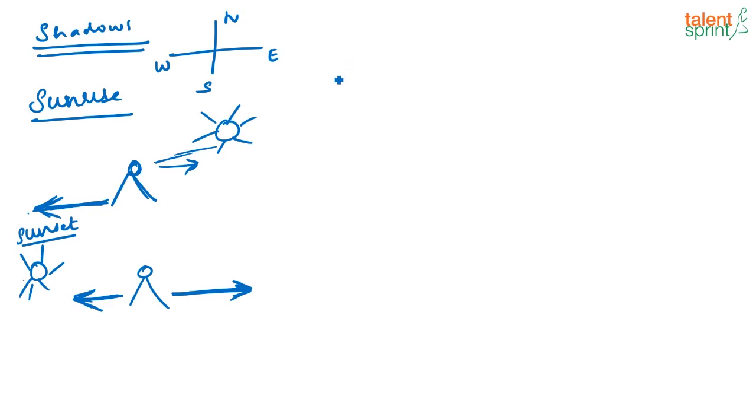Now again, let us consider the case of sunrise. First, what did we see? We saw that during sunrise, if a person is facing the sun, or facing the east, his shadow will be towards his back or behind him. Now in the same sunrise, the sun is towards the east. If there is a person who is facing the west, then where will his shadow be?